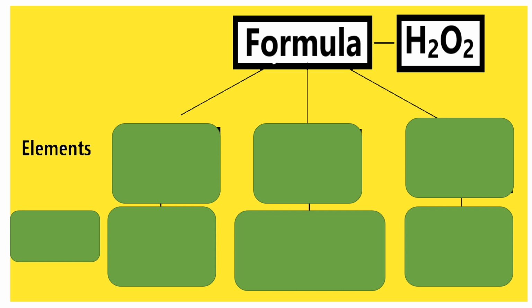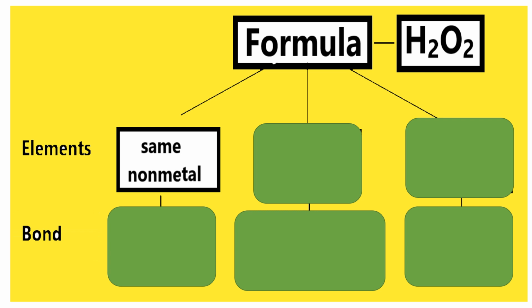It depends upon the element's type. Now, as you remember, we had three different types of elements. There was metals, nonmetals, and semi-metals. And if you know the element's type, then you can basically figure out what type of bond.